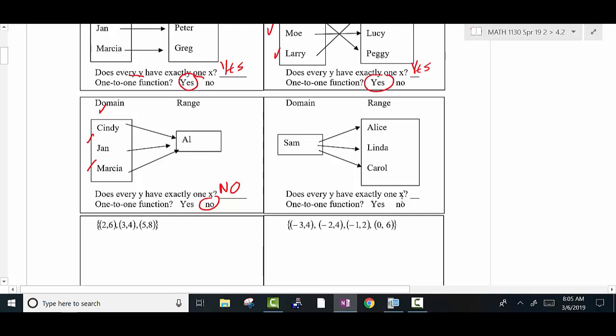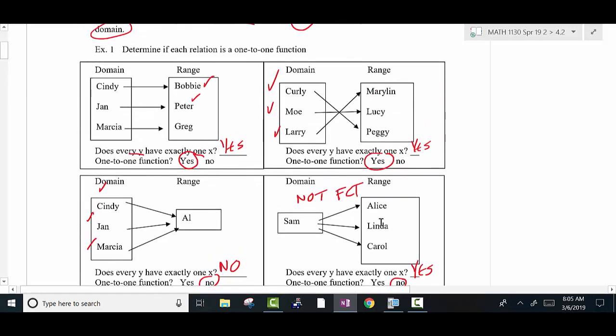Yeah, okay. Now you've got to be careful about this one. That definitely is true. But let me ask this question: is this a function? Because we learned earlier what a function was, right? Do it backwards. Does every x have exactly one y? No, so it's not a function. And if it's not a function, then it can't be one-to-one. So if it's not a function, don't worry about whether it's one-to-one. That's the idea. Any questions so far?